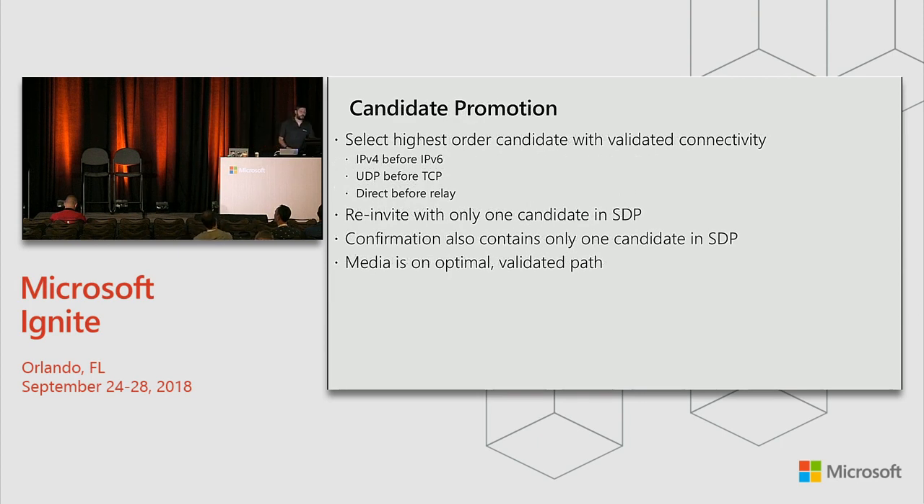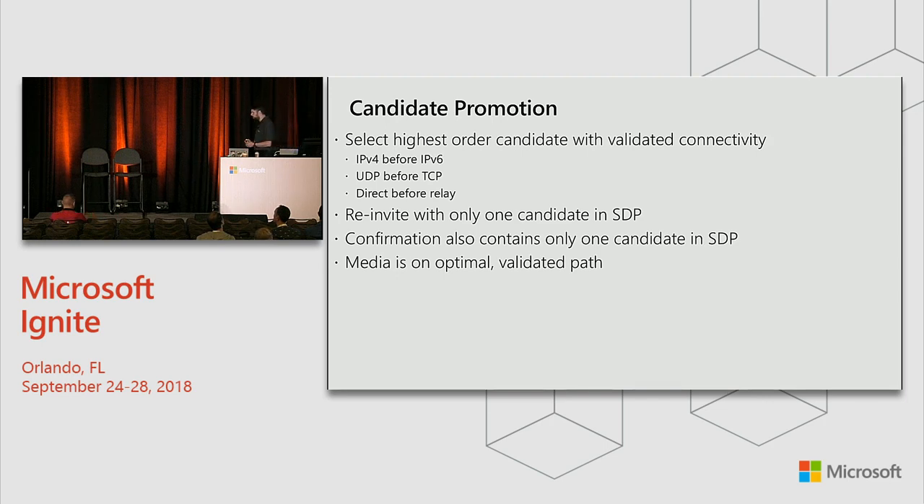So how do we promote them? We now know which candidates actually have connectivity, which candidates will work. We'll then use IPv4 before IPv6. We'll use UDP before TCP and direct before relay. That's the logic that's hard-coded in our client. You can't influence that.